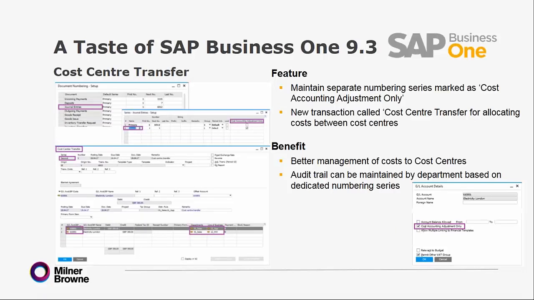Another one in the area of financials that's completely brand new here, and that is a nice addition for those of you who use cost accounting. So this facility allows you to allocate costs between cost centres using a special cost centre transfer journal. It also allows you to set up your own numbering series so that you can separate them out from your normal journals, and maybe even have different departments or different teams using their own document range, and that way again it makes for easier reporting and auditability.